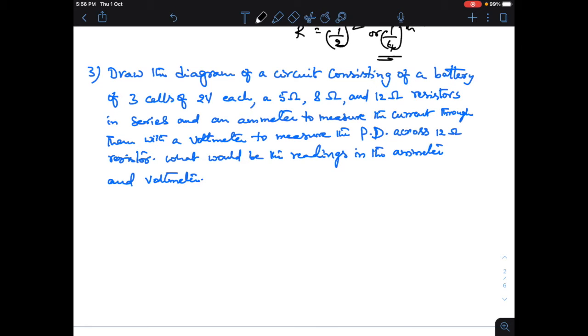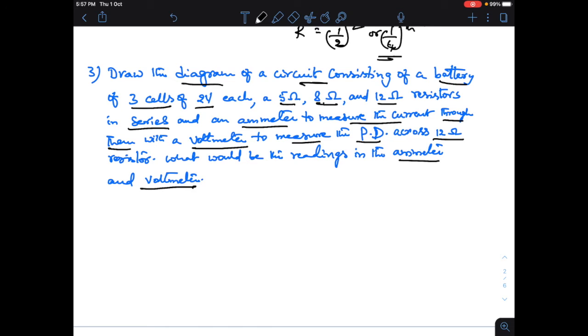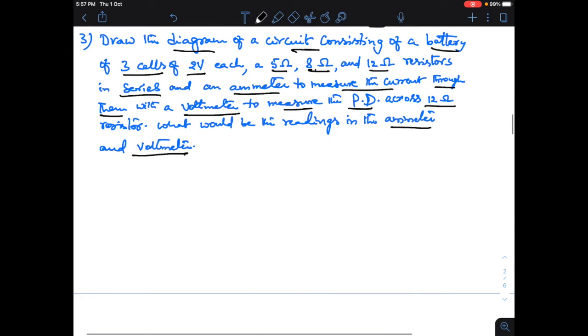Draw the diagram of a circuit consisting of a battery of 3 cells, 2 volts each, resistors 5 ohms, 8 ohms, 12 ohms in series, and an ammeter to measure the current through them, with a voltmeter to measure the potential difference across the 12 ohms resistor. Then the question is, what would be the readings in the ammeter and voltmeter? So, first let us draw the circuit with the data which is given.